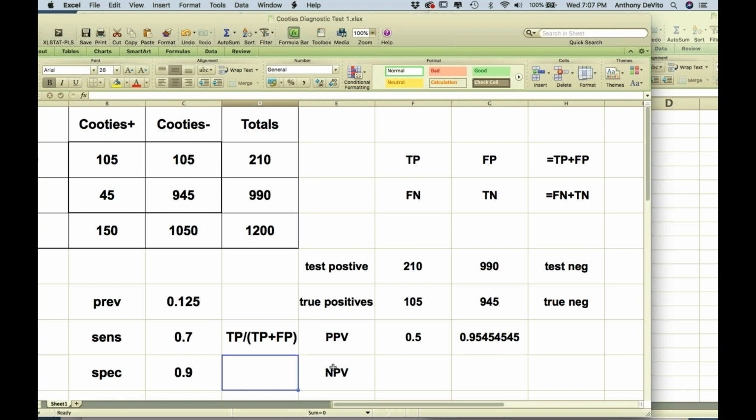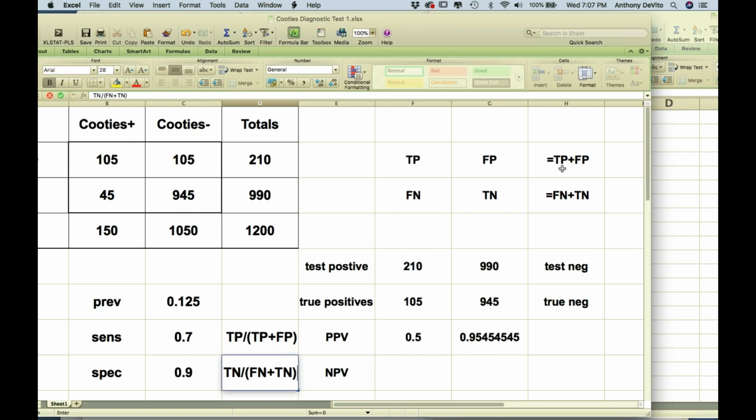Total positive tests. And the negative predictive value is equal to the true negatives divided by the false negatives plus the true negatives, right? Where are they? This one is the false negatives. This one is the true negatives. This is the false negatives plus the true negatives. And we just take the true negatives, which is 945, and divide it by the total, the 990, which is the total of the false negatives and the true negatives, and put it over here.